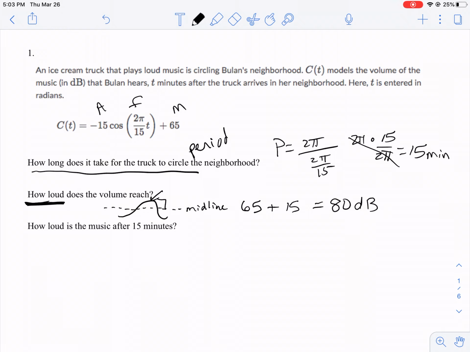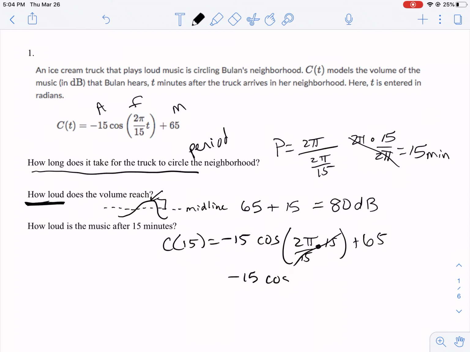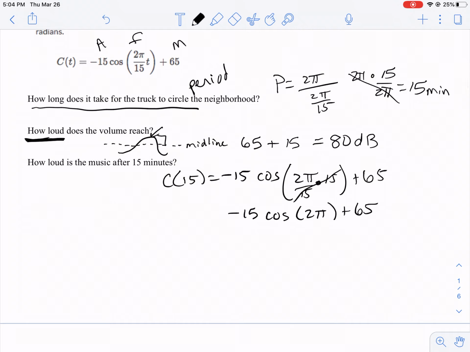How loud is the music after 15 minutes? All we're going to do is plug in the 15. Alright, when I do, the 15s cancel, so it's really negative 15 cosine of 2 pi plus 65. Now if I wanted to be wimpy, I could type it into my calculator and just spit it out, but you guys should know this. This is one of the ones that we had you memorize.